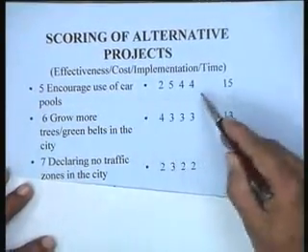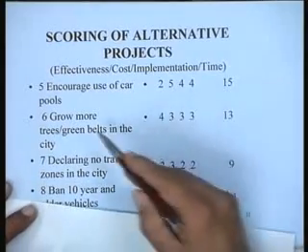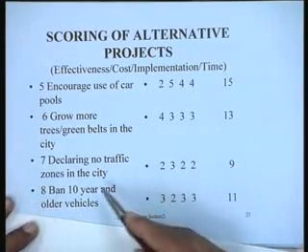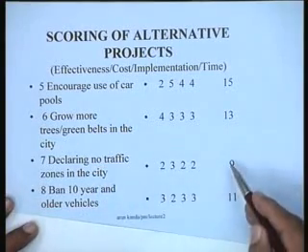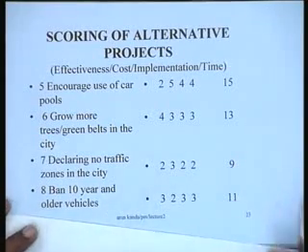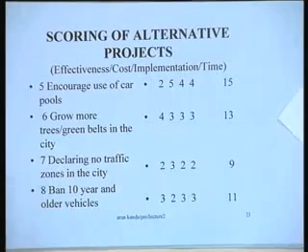Encourage use of carpools, 15 points. Grow more trees and green belts in the city, 13 points. Declaring no traffic zone, 9 points. Ban 10-year and older vehicles, 11 points. So this is the broad methodology.